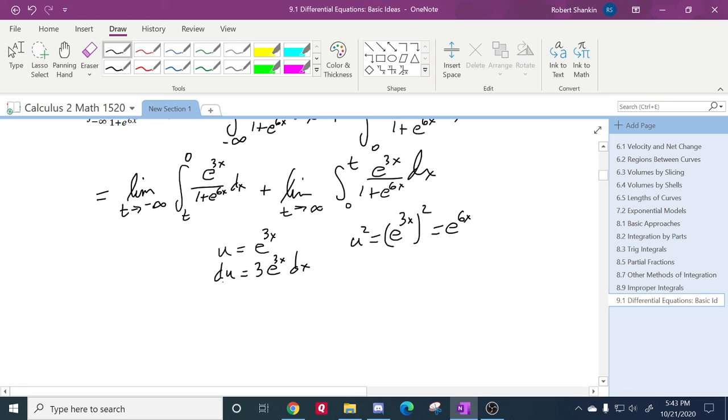And then, so e to the 3x dx is 1/3 du. Alright, so then we can do each one of these limits equals, and I'm going to leave the rest. You got to do two things here. But this is what I really wanted to focus on here is the setup and getting going on this.